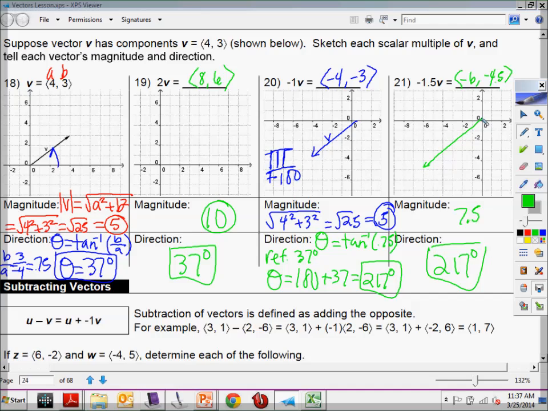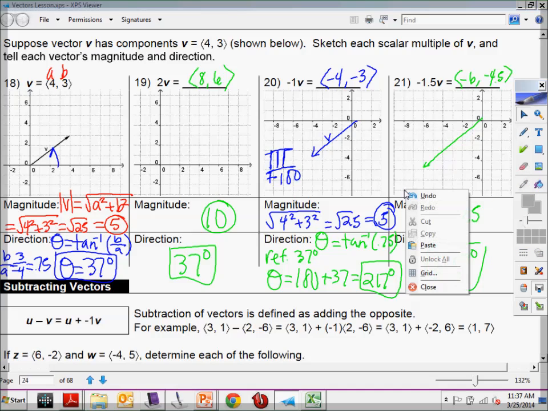So compared to number 20, my direction didn't change. I just extended a little bit in size. It's in the third quadrant, correct? Yes. So I'm in the third quadrant, so I'm going to add 180. Any questions? Yes, ma'am.